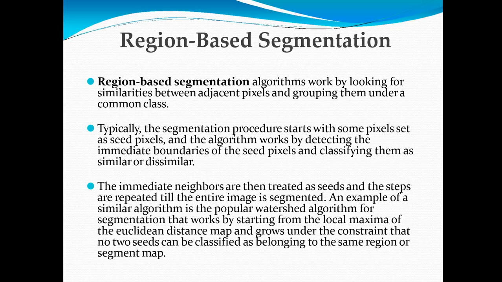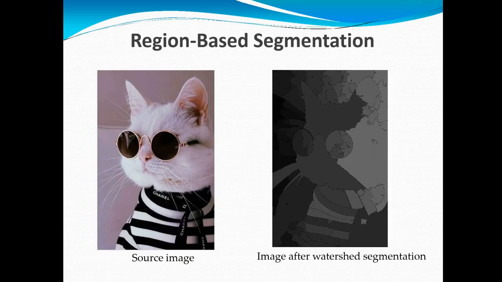An example of a similar algorithm is the popular watershed algorithm for segmentation that works by starting from the local maxima of the Euclidean distance map and grows under the constraint that no two seeds can be classified as belonging to the same region or segment map. Here's an example of image after watershed segmentation.